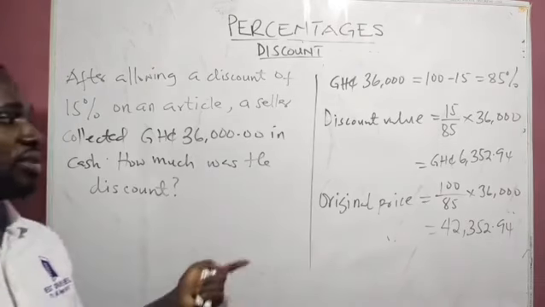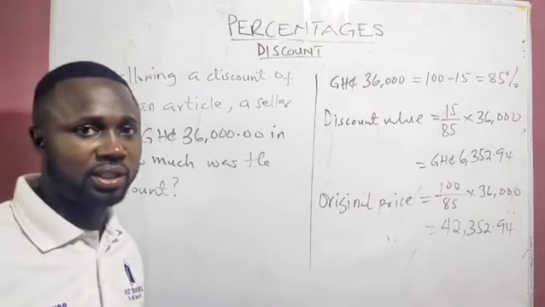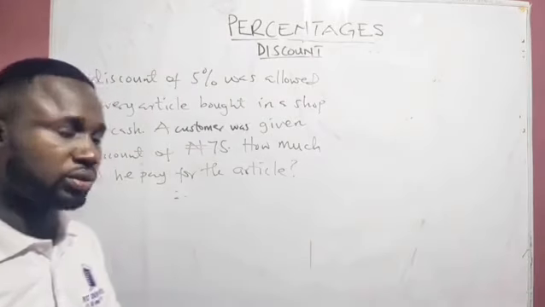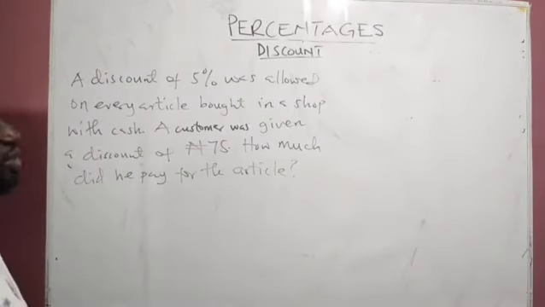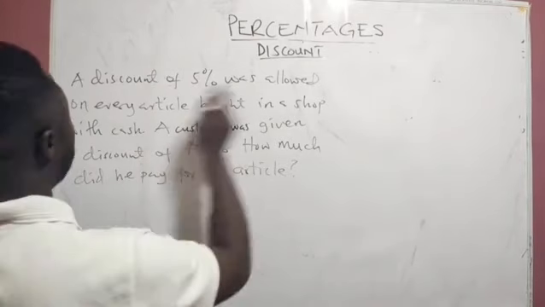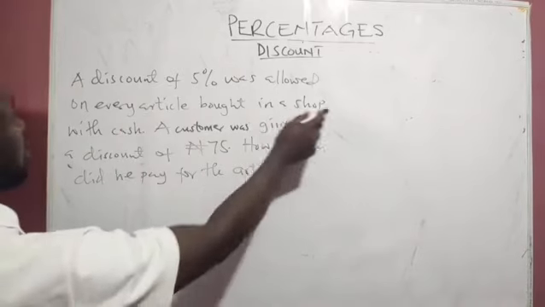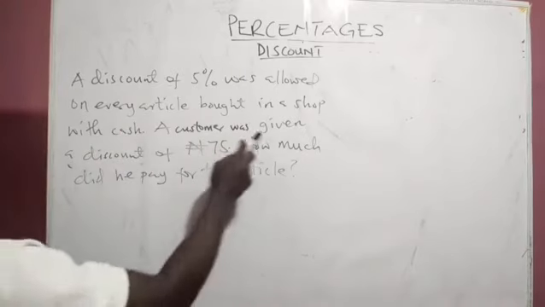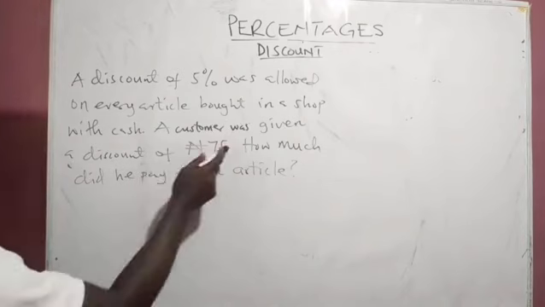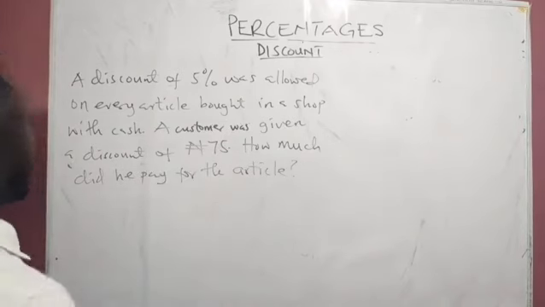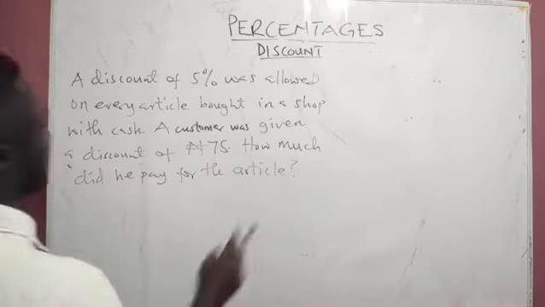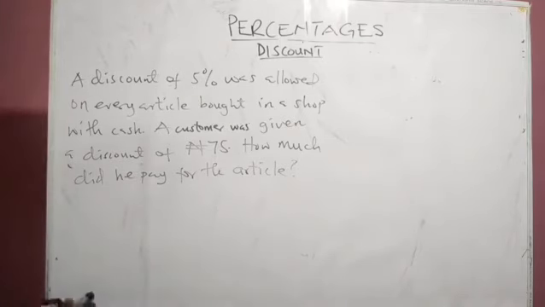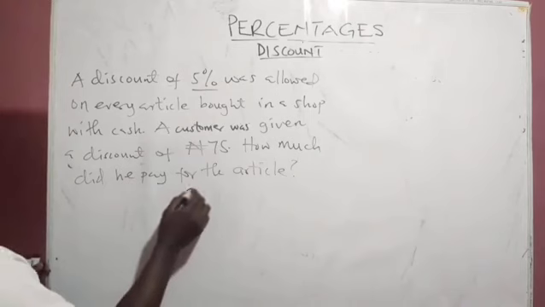Okay, so I want us to solve our last question on the discount. Let's look at our last question on discount. A discount of 5% was allowed on every article bought in a shop with cash. A customer was given a discount of 75 naira. How much did he pay for the article? So the discount is 5%.